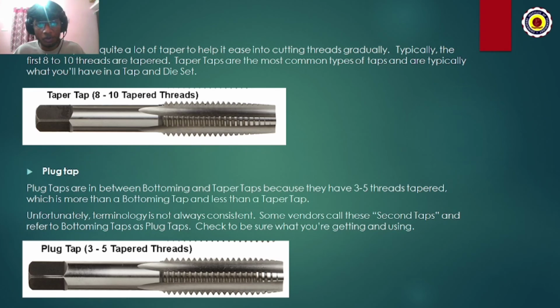The first, the taper tap, has 8 to 10 tapered threads, and the second one is the plug tap. As you can see, the plug tap has 3 to 5 threads; from the first 3 to 5 teeth, taper is provided. So the plug tap is in between the bottoming and taper taps, because it has 3 to 5 thread taper, which is more than the bottoming tap and less than the taper tap. But unfortunately, the terminology is not always consistent. Some people call it the second tap, and some refer to the bottoming tap as the plug tap. So make sure what we are checking for.